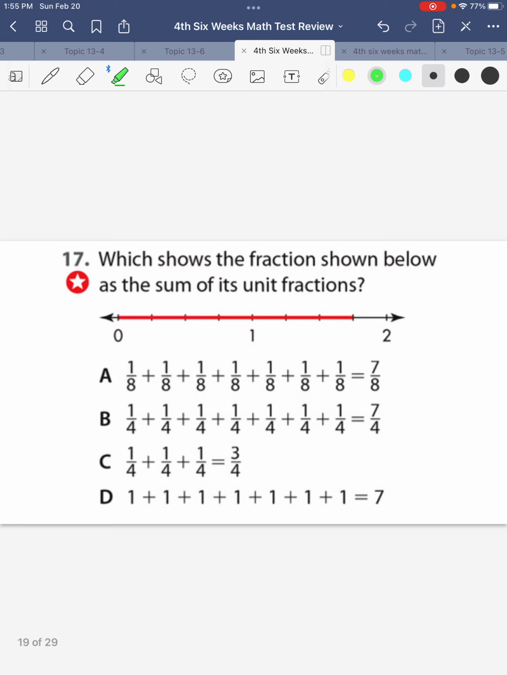Okay, number 19 says, which shows the fraction shown below as the sum of unit fractions? So, remember, I have two key words in here. Sum means the answer to an addition problem. Okay, so the sum is the answer to an addition problem, okay?